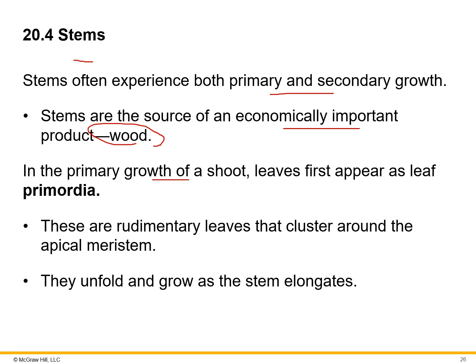So the primary growth of a shoot first appears as what's called the primordia. These are rudimentary leaves, so they're not true mature leaves yet, that are clustered around that apical meristem, and then they unfold and grow as the stem gets a little longer.